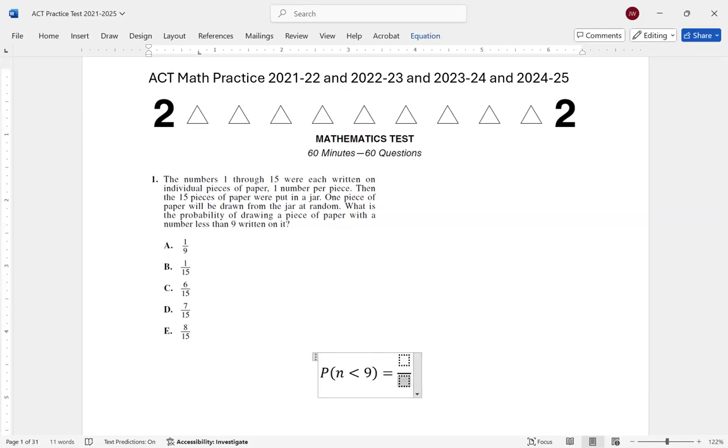Well, this is classical probability. The denominator is going to be all of the options. So since each number from 1 through 15 could be drawn, there are 15 different options. And the numbers that are less than 9 are 1 through 8. So there are 8 numbers less than 9. Therefore, the answer to question number 1 is 8/15. And that is option E.